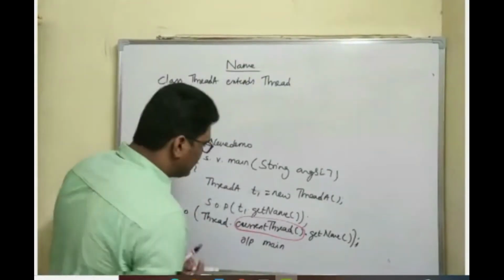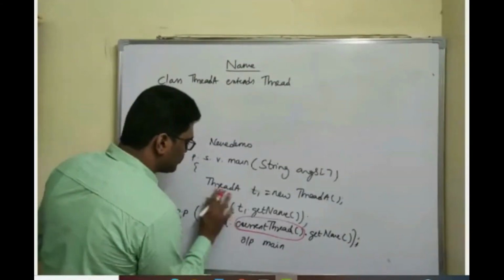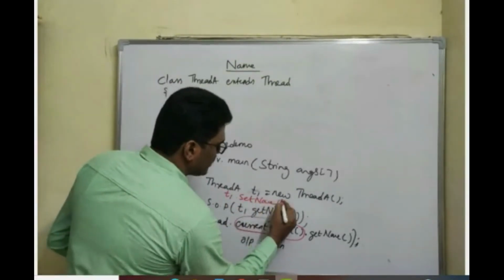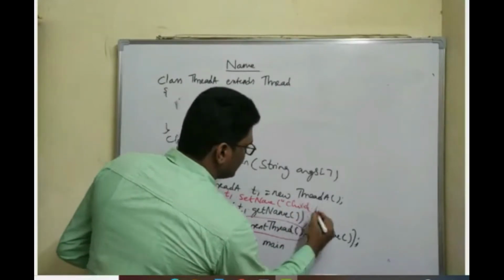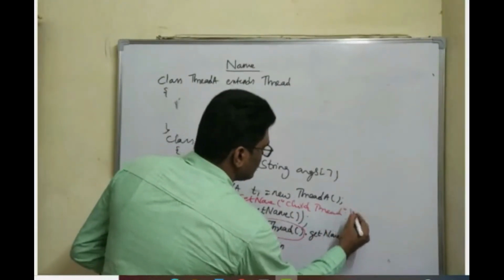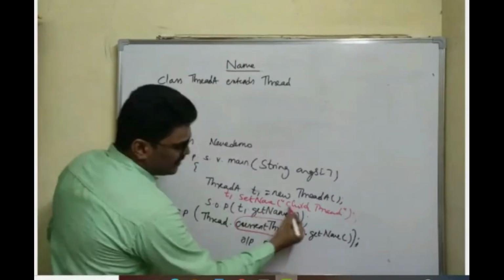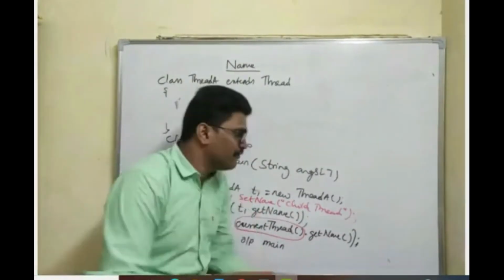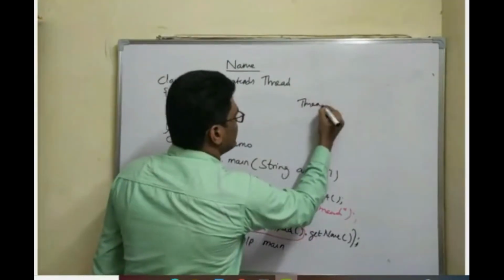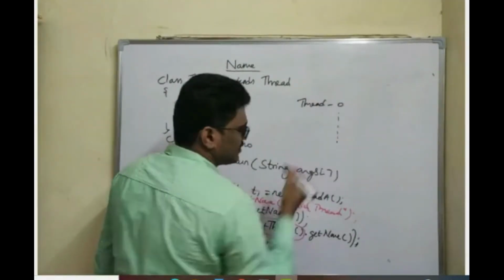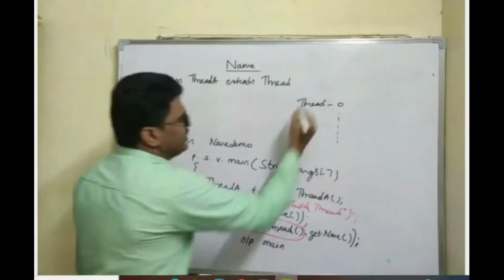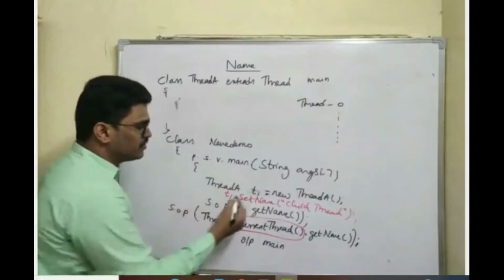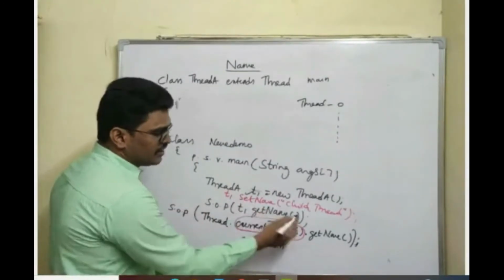If you want to set the name, System is not needed. So t1.setName(). Suppose I want to give the name as child thread. Now if I print, I'll get the output as child thread. If you don't give any name, by default the threads are numbered as Thread-0, Thread-1 like this. Your main thread by default is main. If you want to change names, you can use setName. For getting names, this is getName.